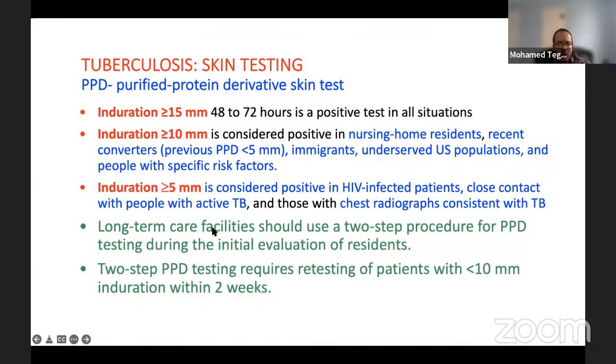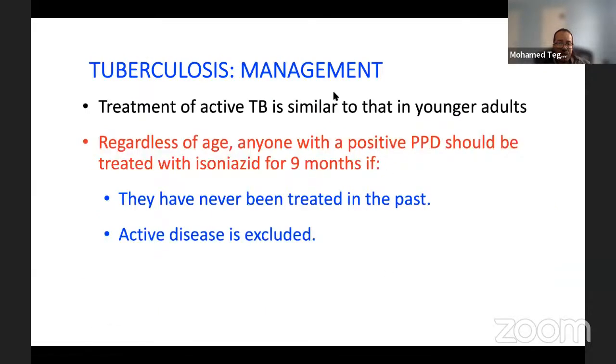Especially in long-term care facilities, we should use the two-step procedure for PPD testing during the initial evaluation of residents. That means 2 steps of PPD testing require retesting of a patient with less than 10 millimeters of induration within 2 weeks. So if it turns out to be positive or shows induration greater than 10, definitely that means this test is positive.